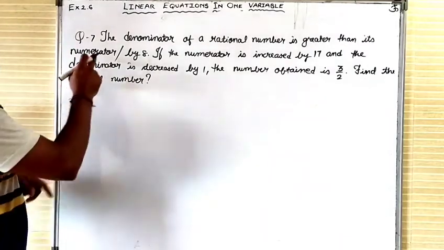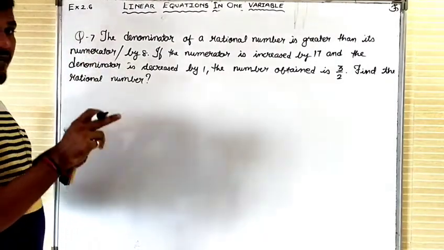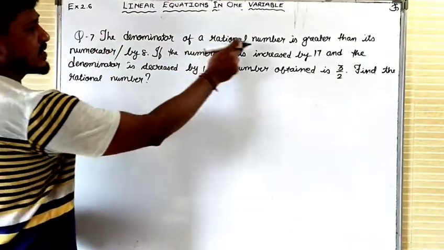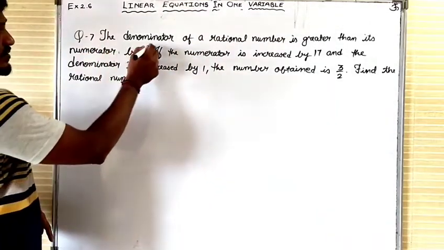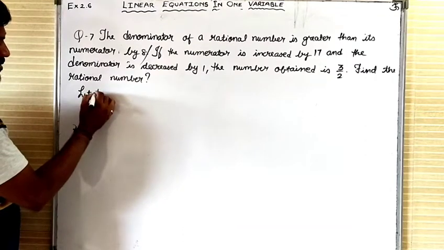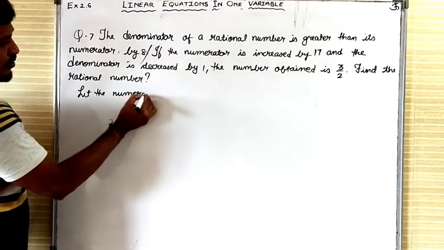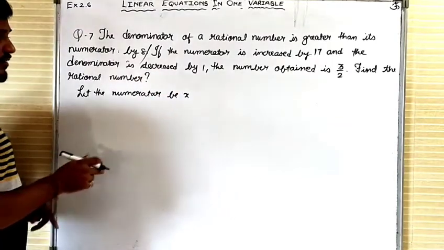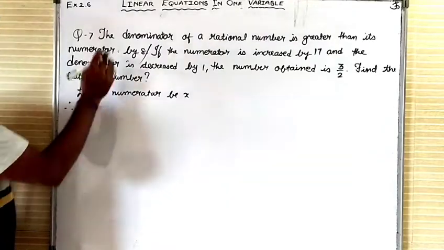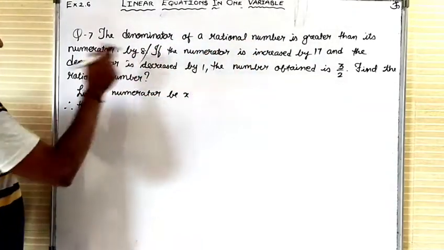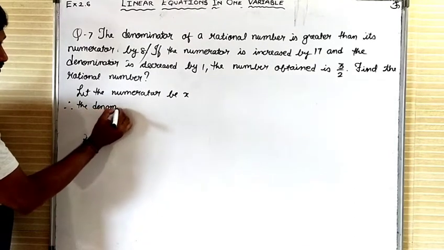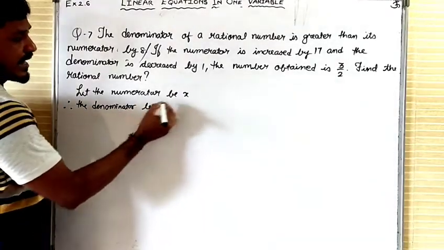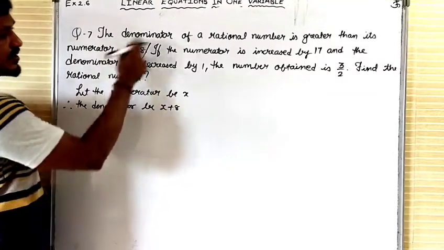So we don't know the value of the numerator, so let us suppose it as x. Then only we can take the denominator of the rational number, which is greater than the numerator by 8. So let the numerator be x. If the numerator is x, then the denominator, which is greater than the numerator by 8, will be x plus 8. Here it is given.